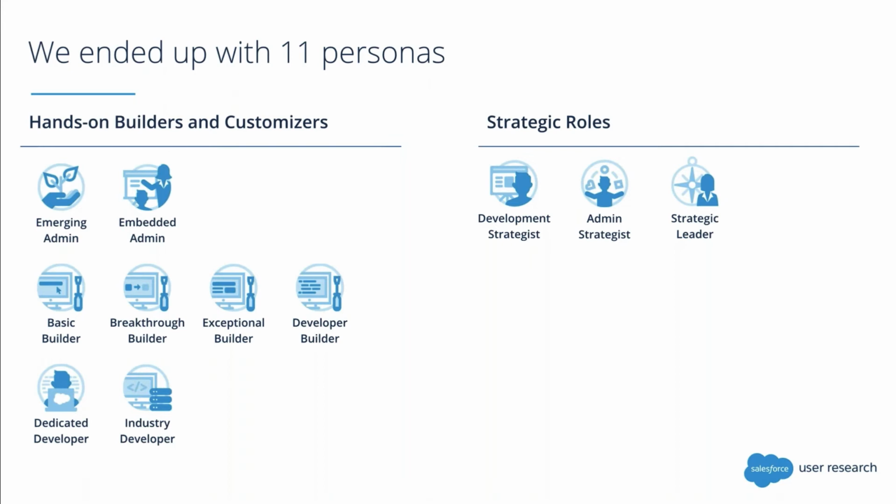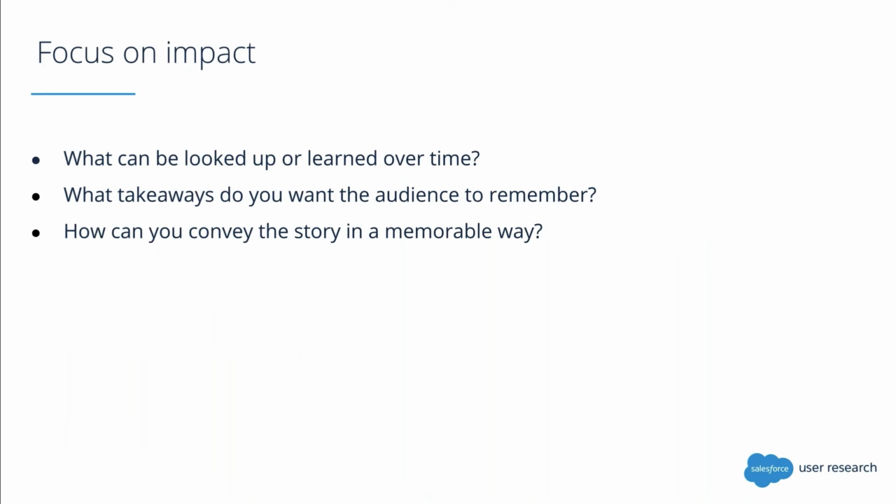That's too much information. So what our team did is we focused on impact. We thought about what can be looked up or learned over time? What is something we really want people to remember versus something they can refer back to later? So we decided what takeaways we wanted all of our audiences to have, and we identified 4 key things that no matter who we talked to, they were going to leave with. And then we conveyed that story in a really memorable way.